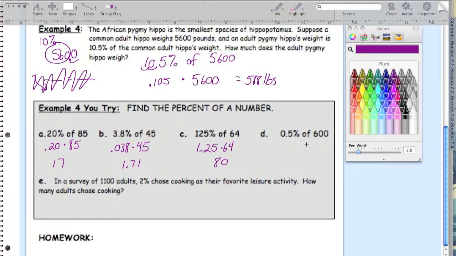And the last one, 0.5% of 600 is 0.005 times 600. We're going to calculate that out, which is going to be really tiny, and we find that it is only 3. And letter E, survey 1,100 adults, 2% chose cooking as their favorite leisure activity. We want to find out how many adults actually prefer to cook for fun. 0.02 times 1,100 is only 22, so 22 adults.